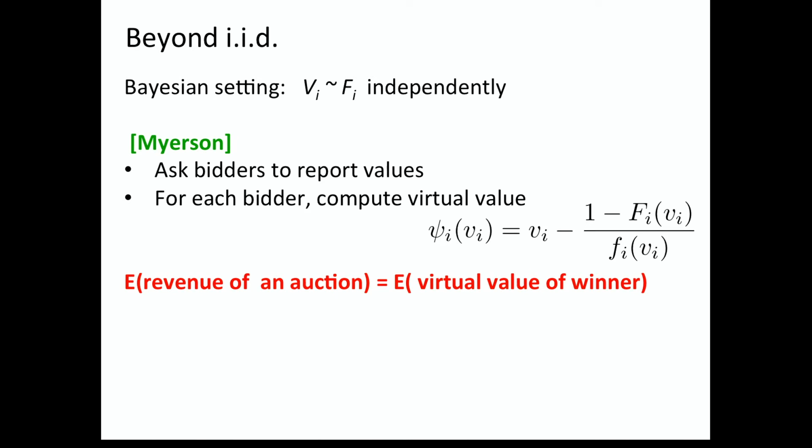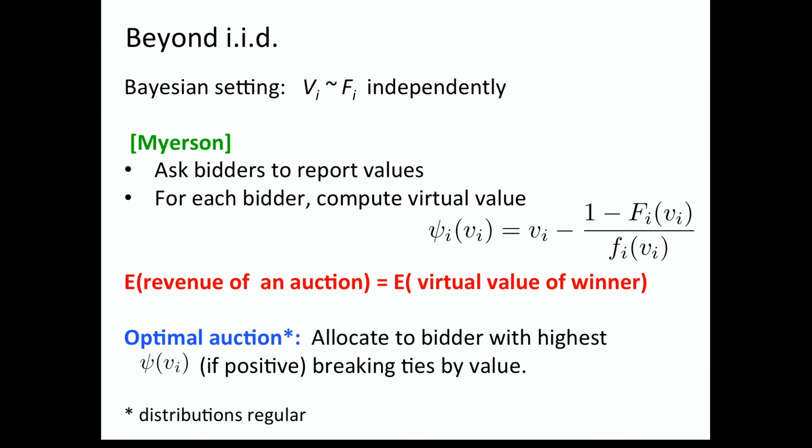And what Myerson showed is that the expected revenue of an auction is exactly equal to the expected virtual value of the winner. So what that suggests is that what you want to do is allocate to the bidder with the highest virtual value, as long as that's positive. And that turns out to be the optimal auction. And then you set the prices so that you guarantee truthfulness, meaning in this case, the winning bidder will pay the smallest bid he could have made and still won.